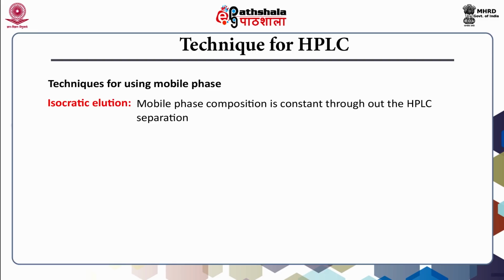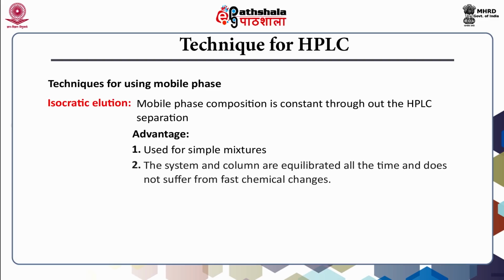The main advantage of isocratic elution is that it is used for simple mixtures. Another advantage is that by using the same composition, the system and column are equilibrated all the time with the same composition, so the stationary phase will not suffer from any fast chemical changes caused by changing the mobile phase. The stationary phase is always exposed to the same chemical composition, so your separation will be very nice in isocratic elution.